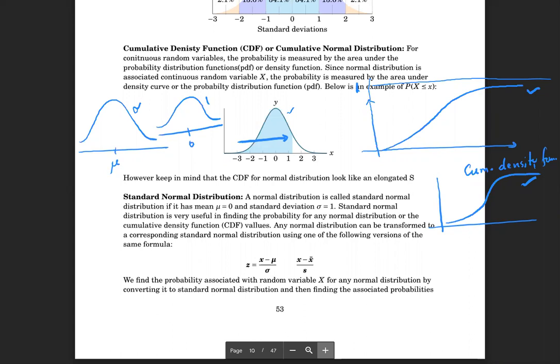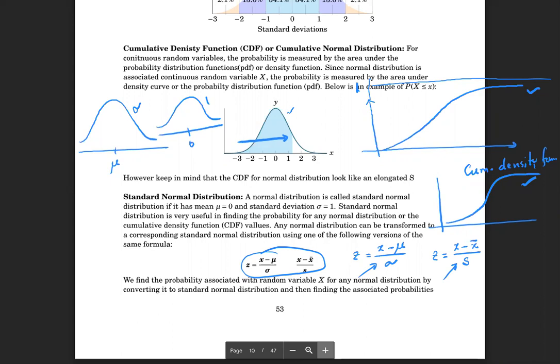Now, how do you go between the two? There is a way to go between the two, and that is this formula. For population, Z is equal to X minus mu over sigma, and for sample, Z is equal to X minus X bar over the sample standard deviation. So this is for the population, and this is for the sample.